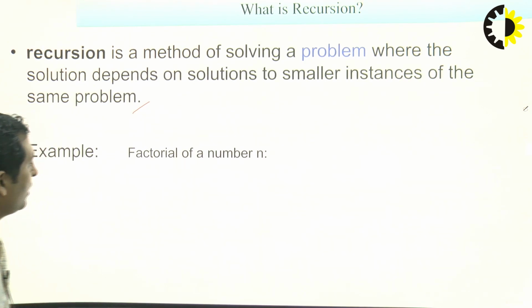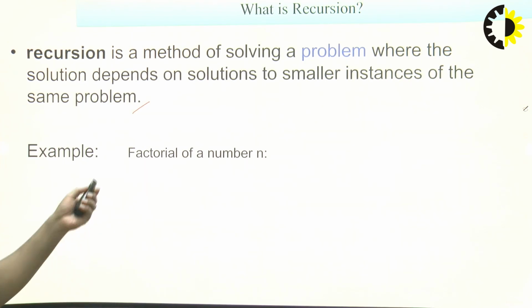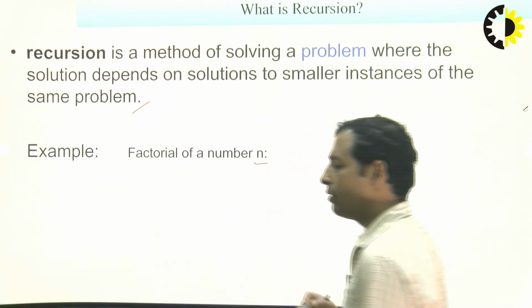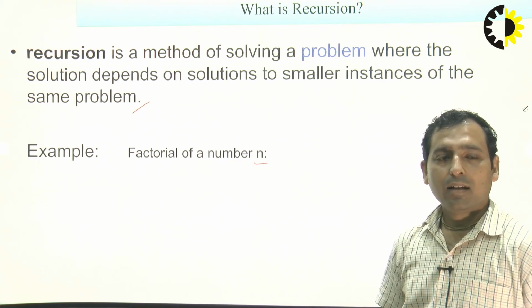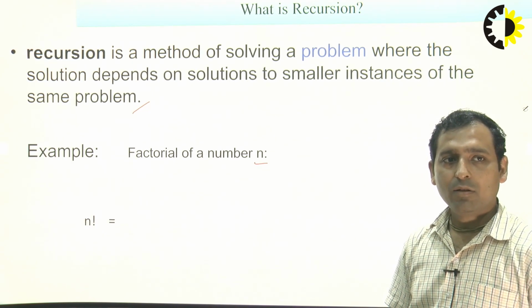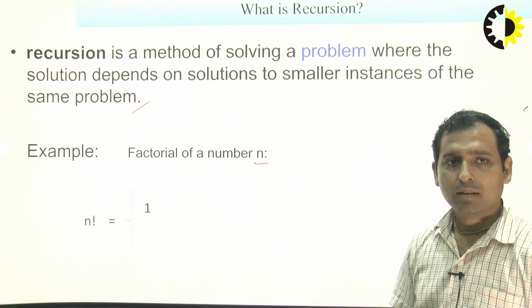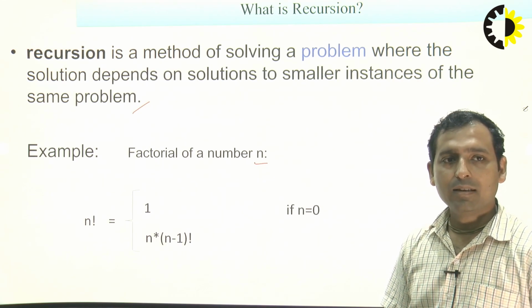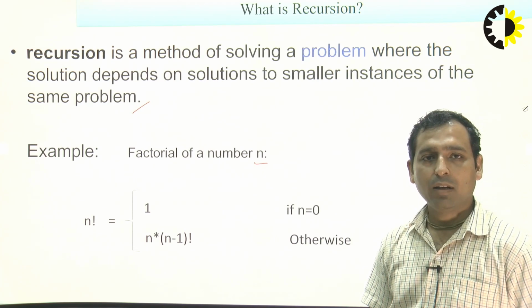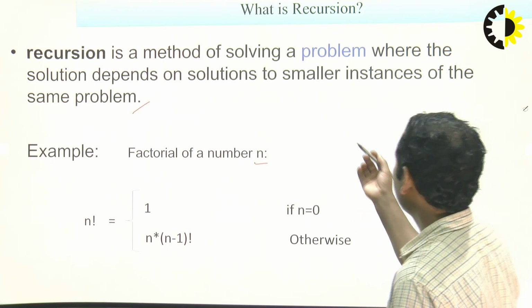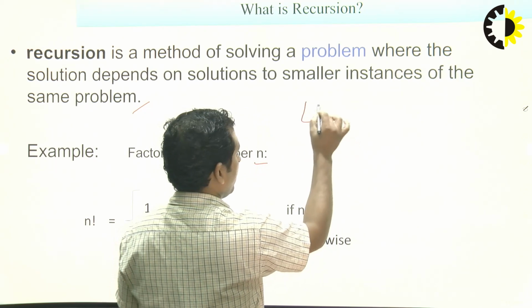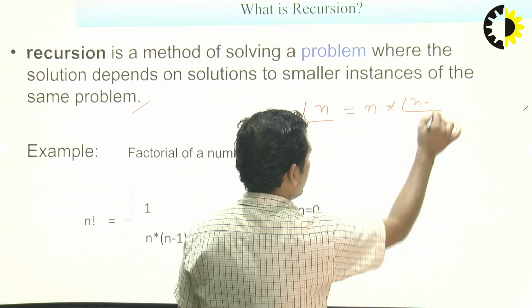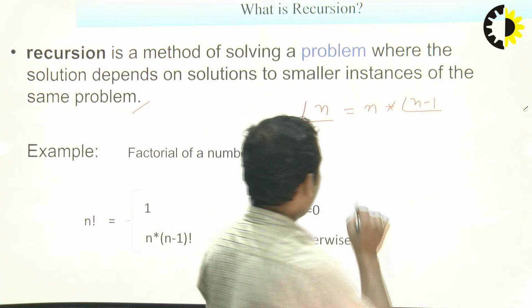As an example, consider calculating the factorial of a number n. How do we calculate the factorial of n? There are two methods. As we know, factorial of n equals 1 if n equals 0. Otherwise, it is n into factorial of n minus 1. In mathematics we write factorial of n equals n into factorial of n minus 1. This is one definition of factorial.